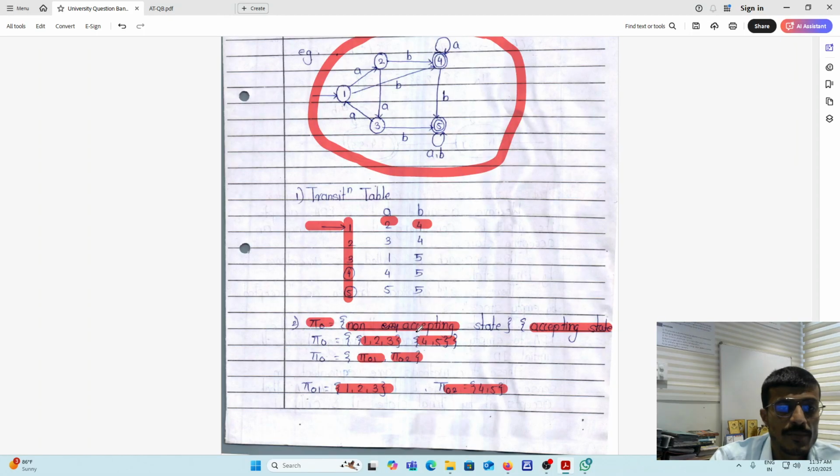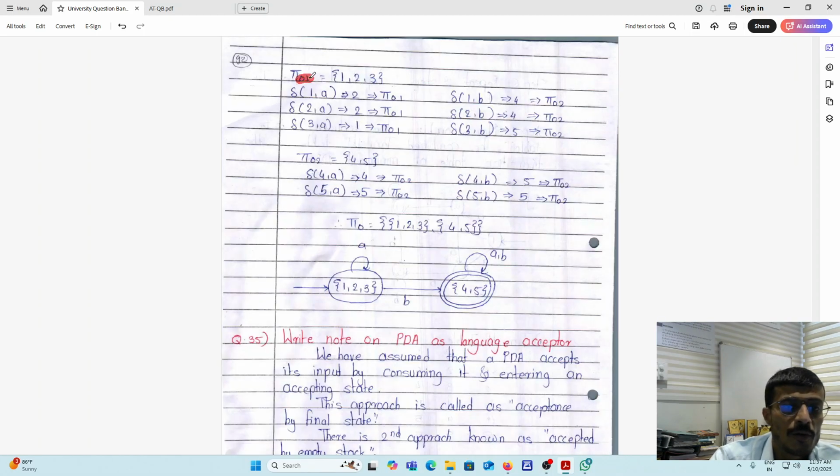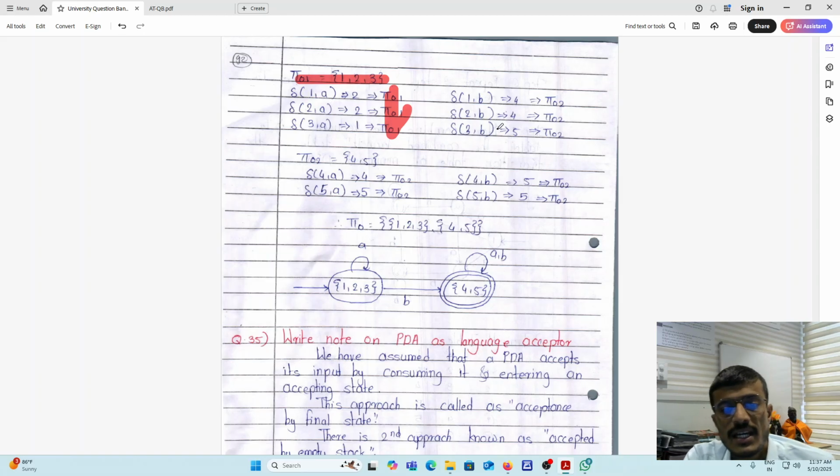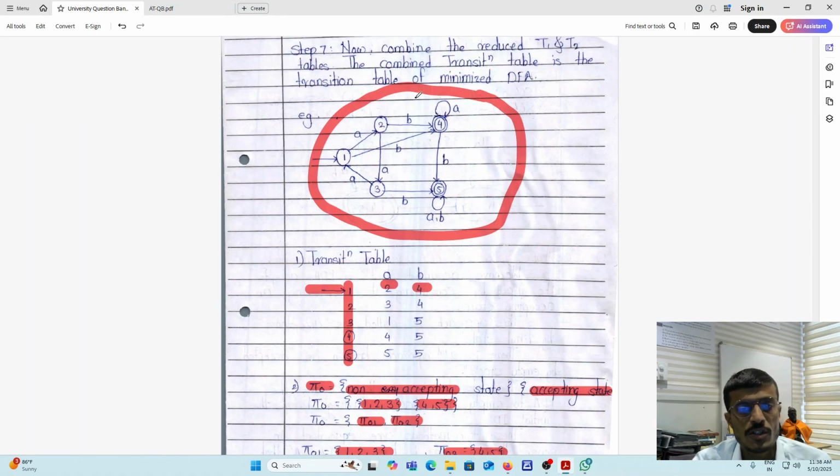Now take the transitions of them. For pi 01, that is 1, 2, 3: delta of 1a equals 2, delta of 2a equals 2, delta of 3a equals 1. All belong to the same partition, no issue. Now checking the other possibility: delta of 1b equals 4, delta of 2b equals 4, delta of 3b equals 5. They also belong to the same partition. So there is no splitting of 1, 2 and 3.